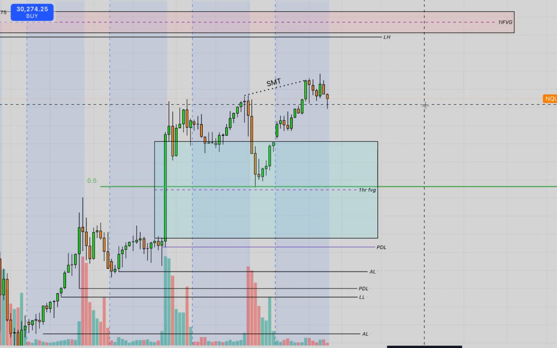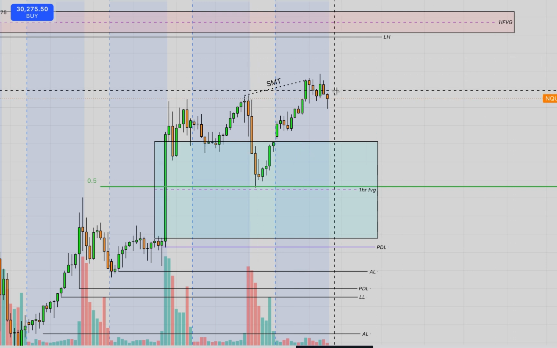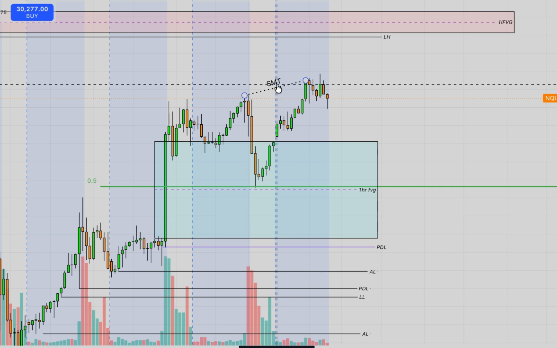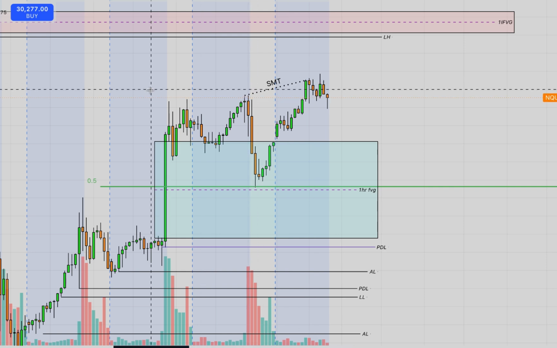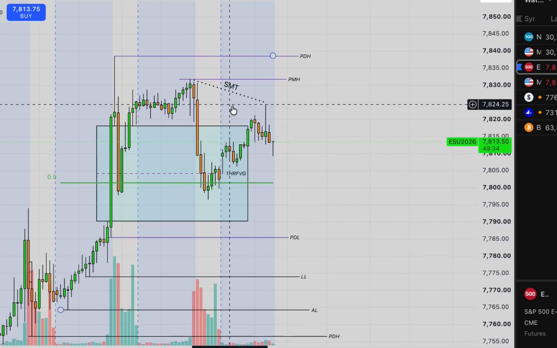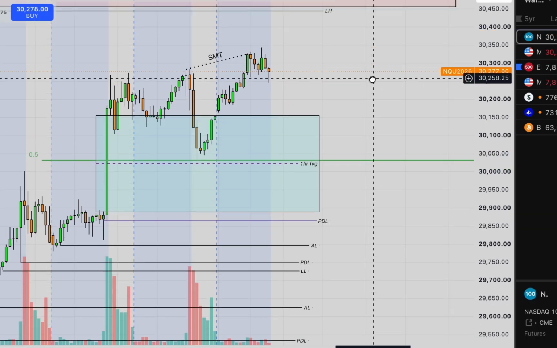So we formed a bearish SMT on the 1 hour time frame. This is your NQ on the 1 hour time frame. We swept these 1 hour highs, and then on ES, we did not sweep the 1 hour highs. We're creating a bearish SMT.